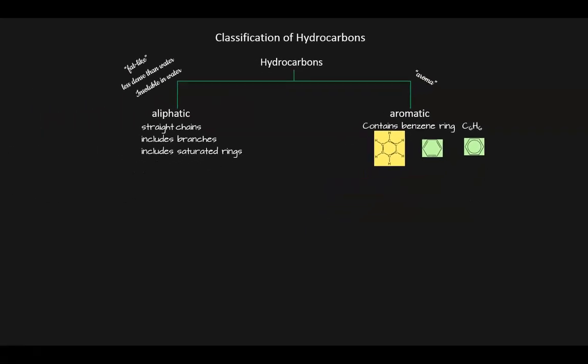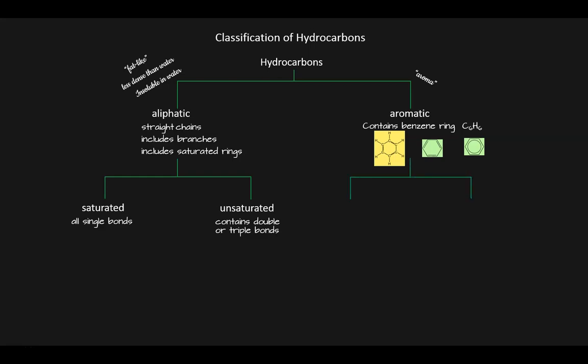Now back to the aliphatics, and see that they are divided into 2 groups, called saturated and unsaturated. The word saturated means that all the bonds are single bonds, while the unsaturated hydrocarbons have 1 or more double or triple bonds. The aromatics can be divided into 2 groups, benzene and its derivatives, and fused rings.